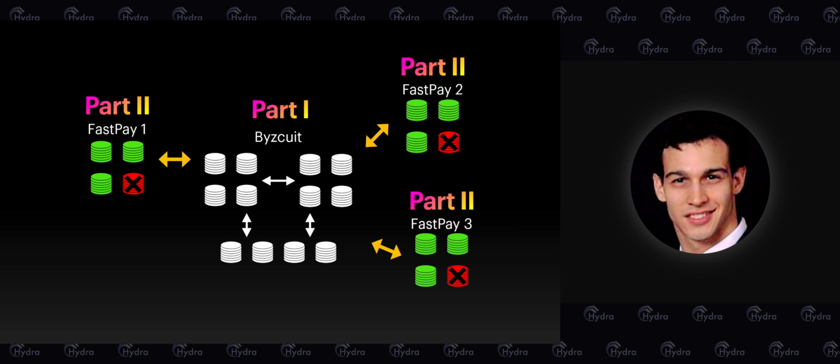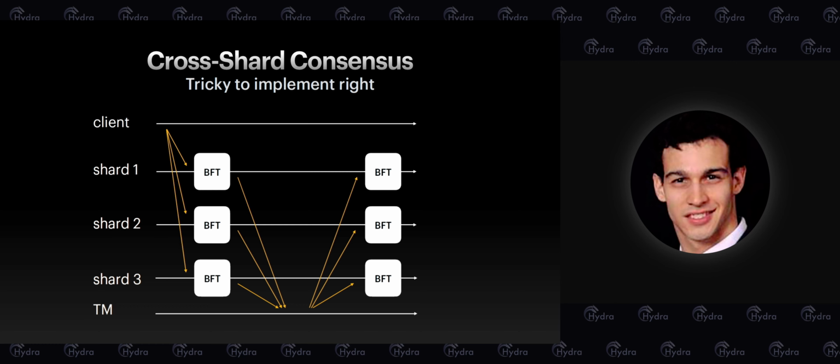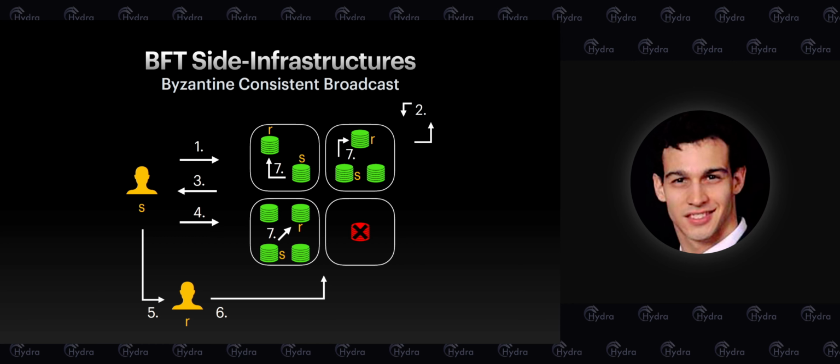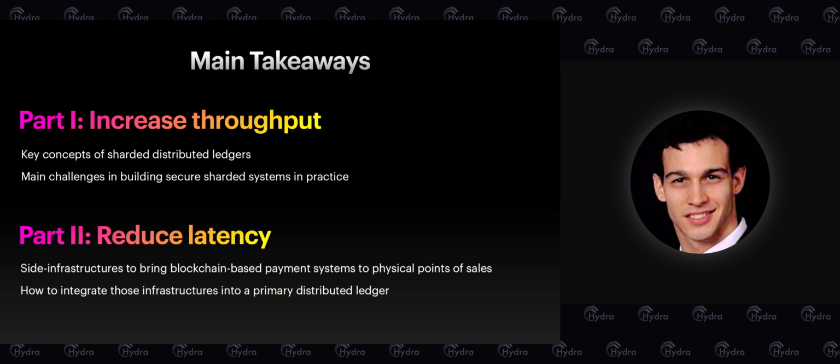And so remember, this is how we could put them all together. We may use as a primary system the one from part 1, we could use a blockchain, the one we discussed before, and then hook several independent FastPay instances to the primary system. So remember, the main conclusion from the cross-shard consensus is that it's tricky to implement right. It's very easy to get it wrong. And building a BFT side infrastructure from consistent broadcast is actually very simple. It works, and it's fairly robust and easy to scale.